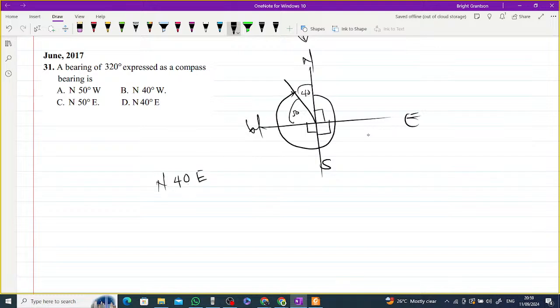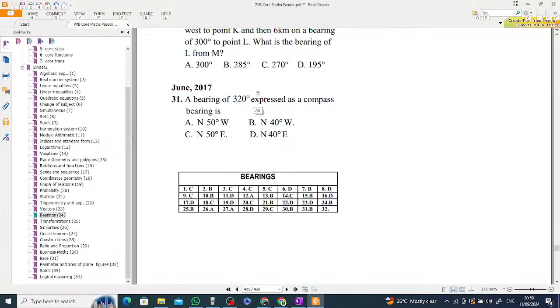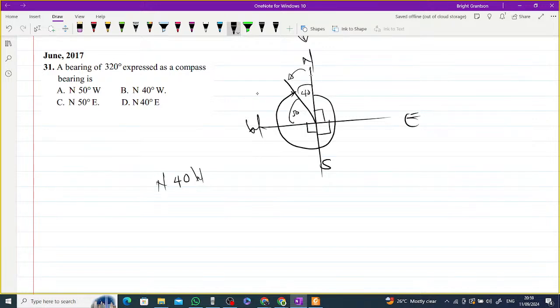West. Do you know why? Because I say west, not 40 degrees east. Because if I'm reading from here and I want to come west, I'll come in this direction. I'll come from the north, approaching the west. If it is like this, you'll be approaching the east. The same thing for the south too. Are you okay? So north 40 degrees west.